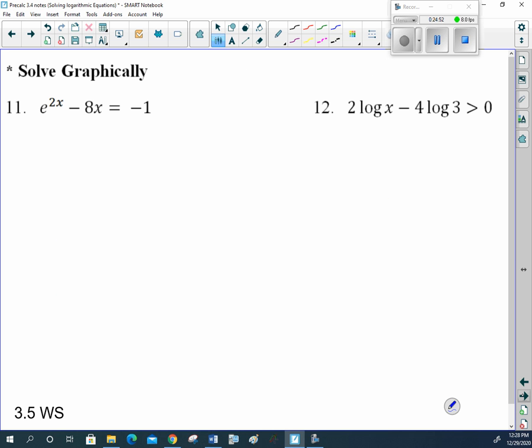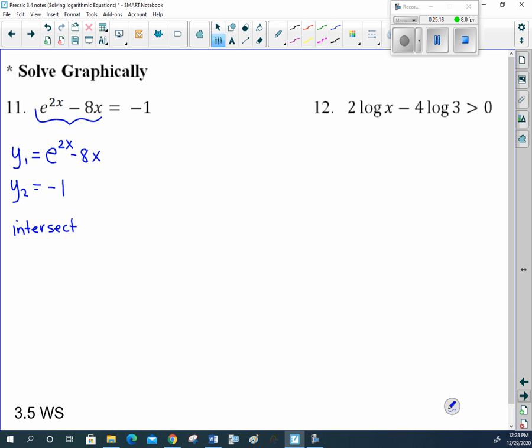Okay, and then these last two are ones where we're going to have to use our graphing calculator. We can't do the algebra on that. So on this first one, you're just going to want to type into y1 e to the 2x minus 8x. And then in y2, we're going to type in -1, and then we're going to find out where they intersect.